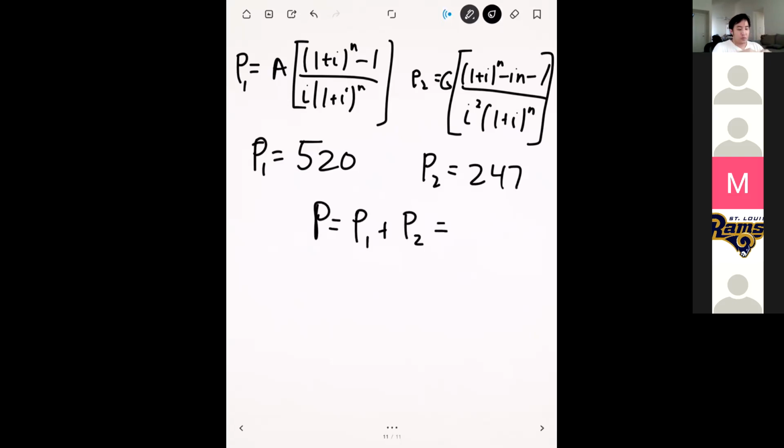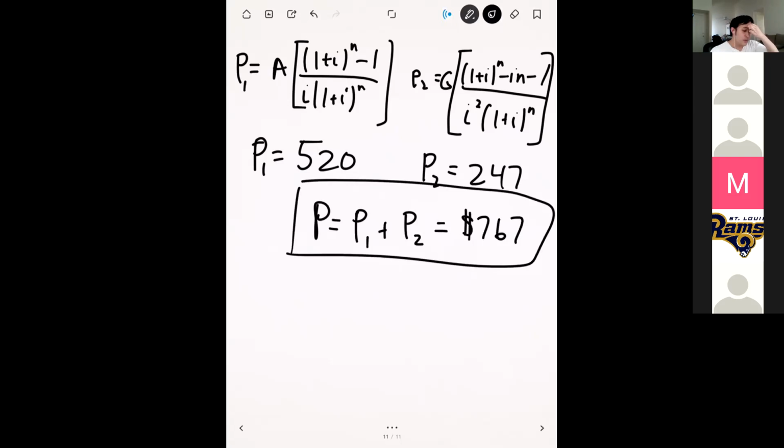Once we've plugged in all those values, we can go ahead and add these two up. What we get is $767. And so if your friend takes $767 and stashes it away in a bank with an interest rate of 5%, then he'll have enough money to cover all his repairs over the next 5 years.